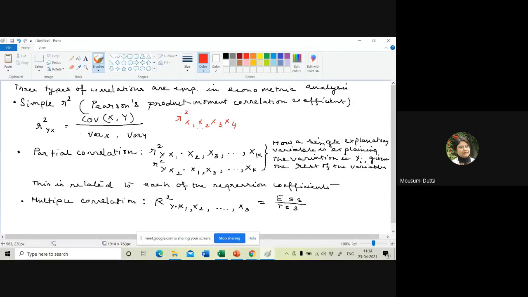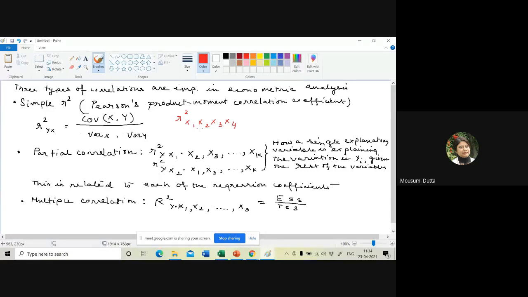It can be considered among explanatory variables. It can be considered between y and several x. It can be considered between y and a single x. You can consider x2 and x3 and calculate the simple correlation between them. So simple correlation, or Pearson's product moment correlation, can be considered between y and one or several of the explanatory variables.